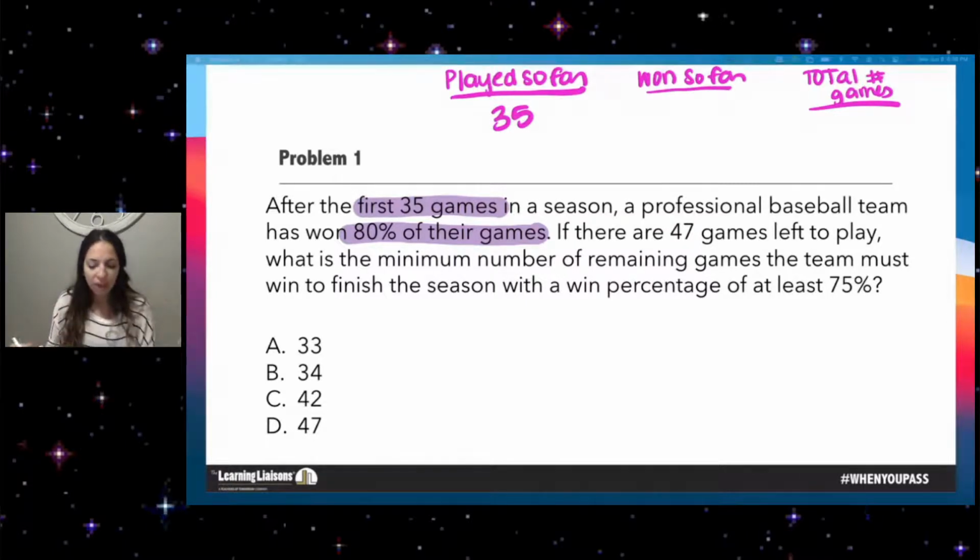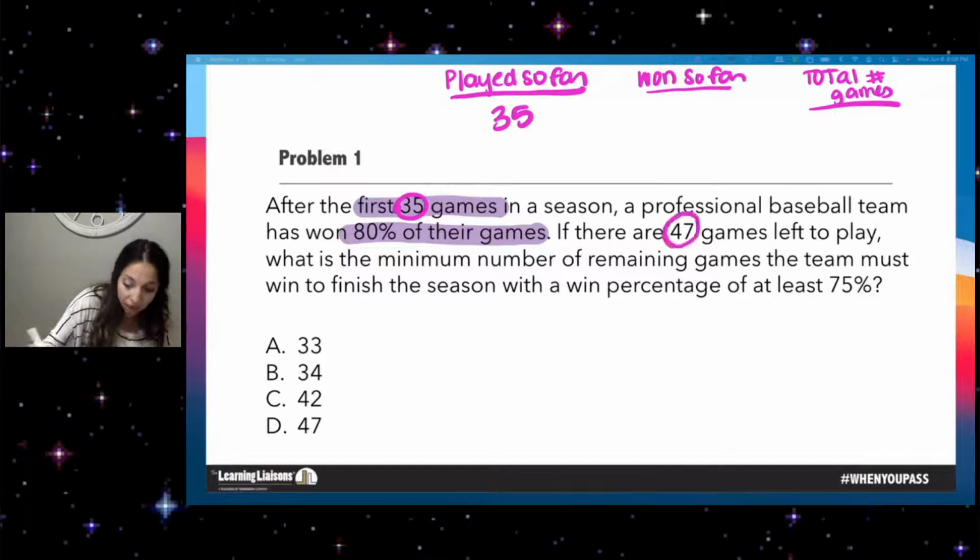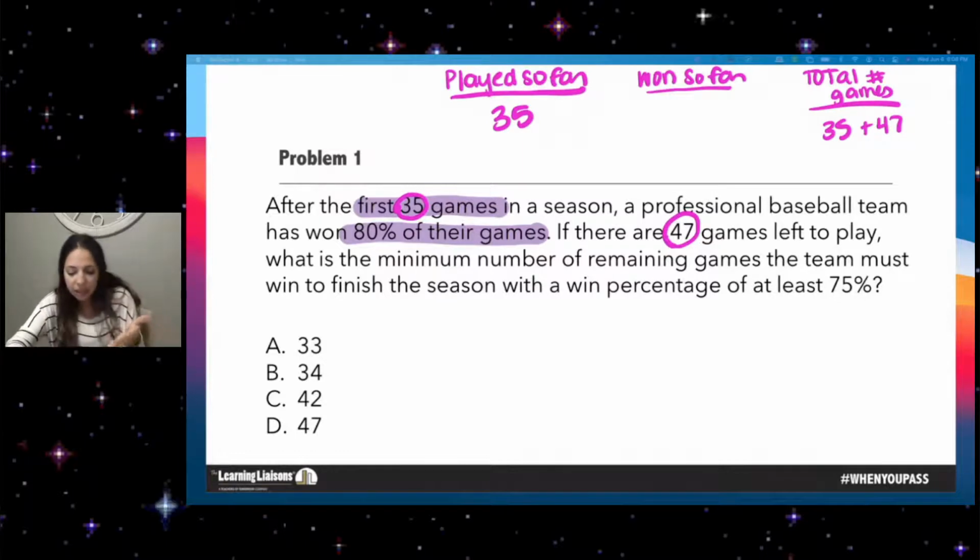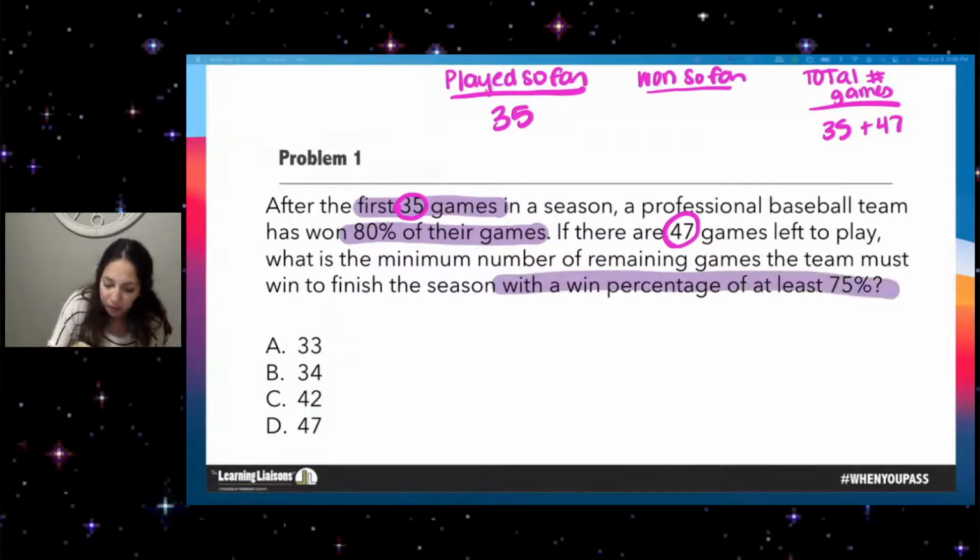So they've played 35 games so far. We don't know how many they've won so far. Their total number of games is how many they've played plus how many they have left to play, which is 35 plus 47. And then the percent that they want to win is 75%. I'm going to change colors so that I can break that up in my brain.